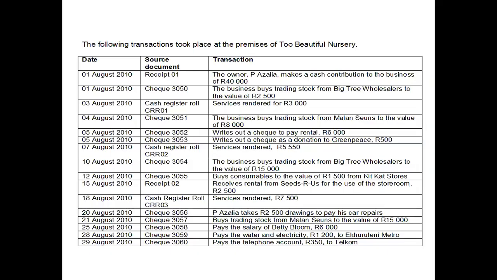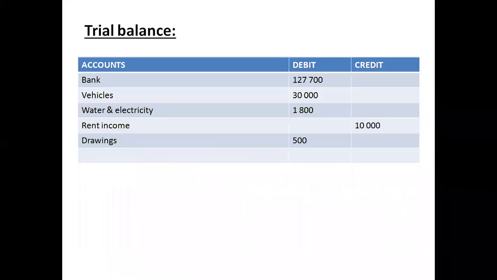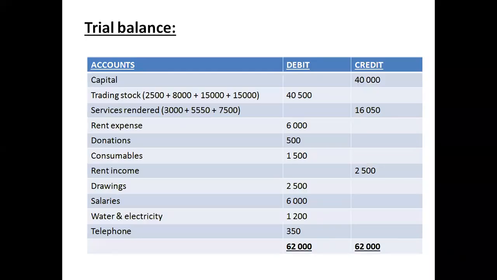Okay, the next one is there on the 10th of August. The business buys trading stock from Big Tree Wholesalers to the value of 15,000. So it's again a trading stock transaction. The amount is 15,000. Trading stock is an asset. Assets are always on the debit side. Remember, we already have trading stock in our trial balance. So you will see I have just added there in brackets the 15,000.